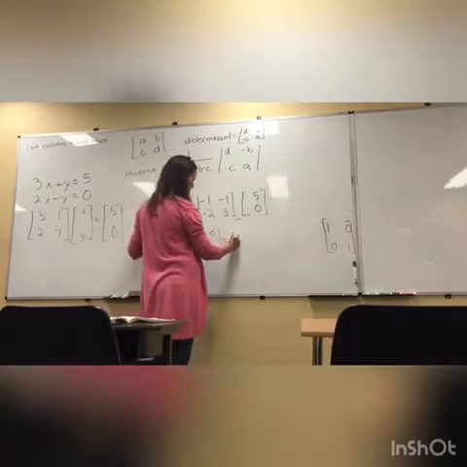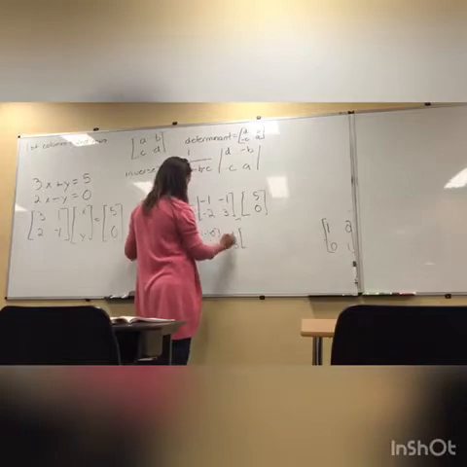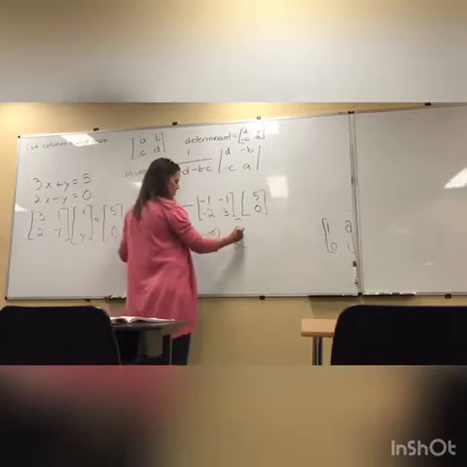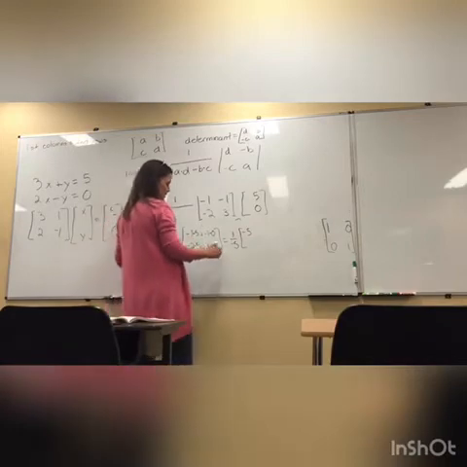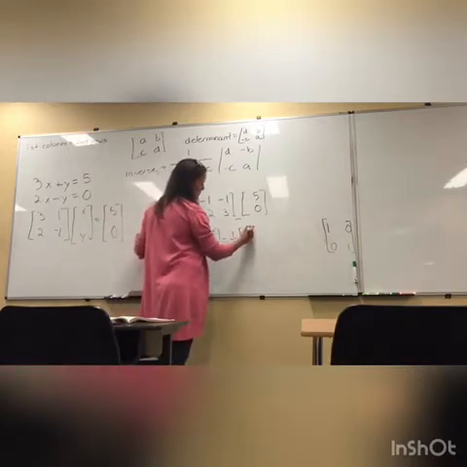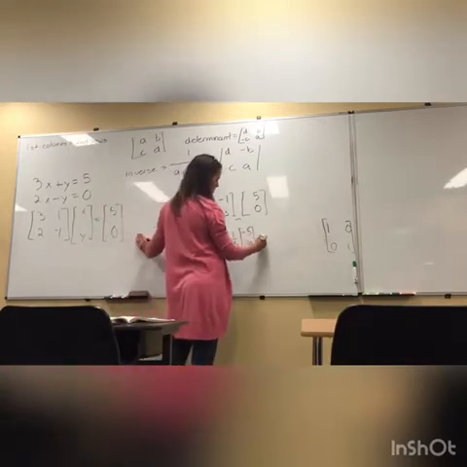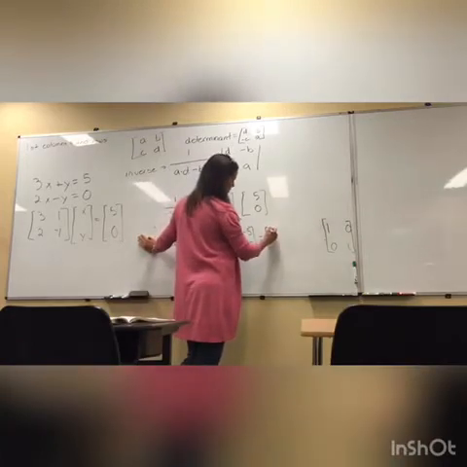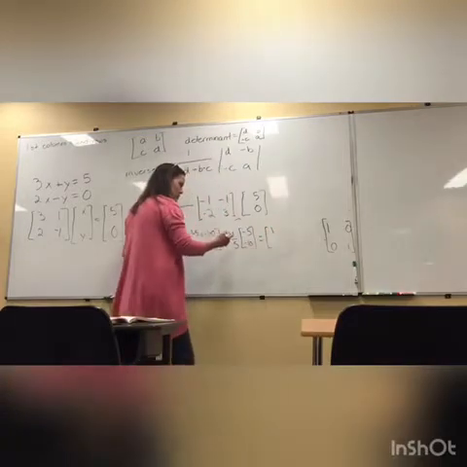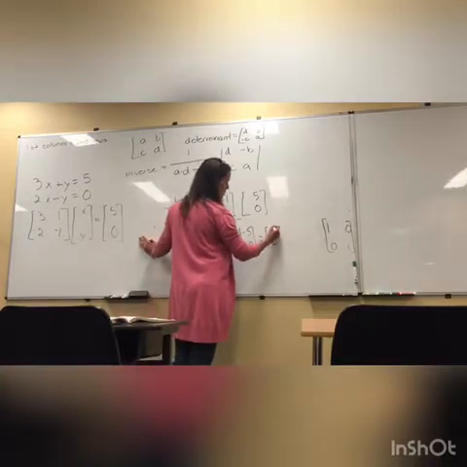So it's going to be 1 over -5. And what do we get? -5 plus 0 is just -5. -10 plus 0 is -10. Multiply that times this, and we get -5 times -1/5 is just 1. -10 times -1/5 is just 2.